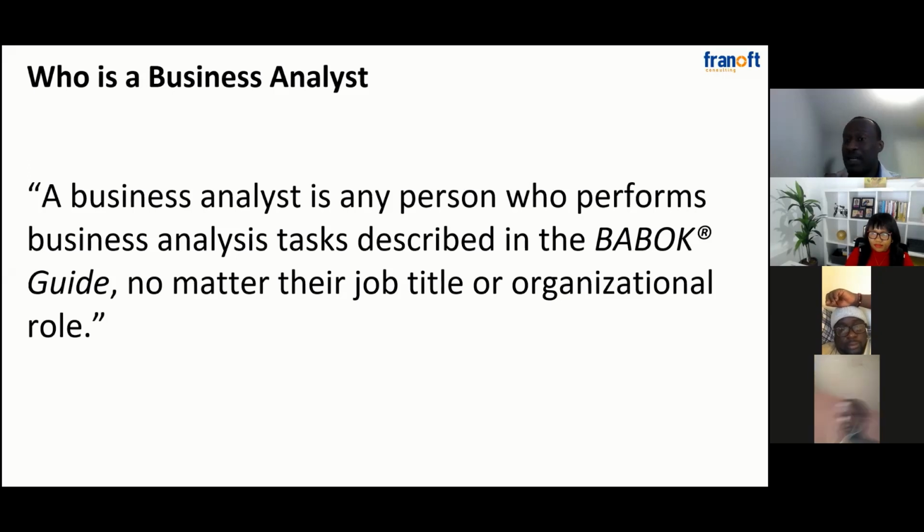Now, I want to point out something, like you can see on the screen. It does not matter what your job title is, and that's why I'm saying it is a mindset. It is a way of thinking. It is certain kinds of skills that you have. So take note of that. If you perform business analysis tasks according to some laid down principles, you are a BA regardless of your job title.